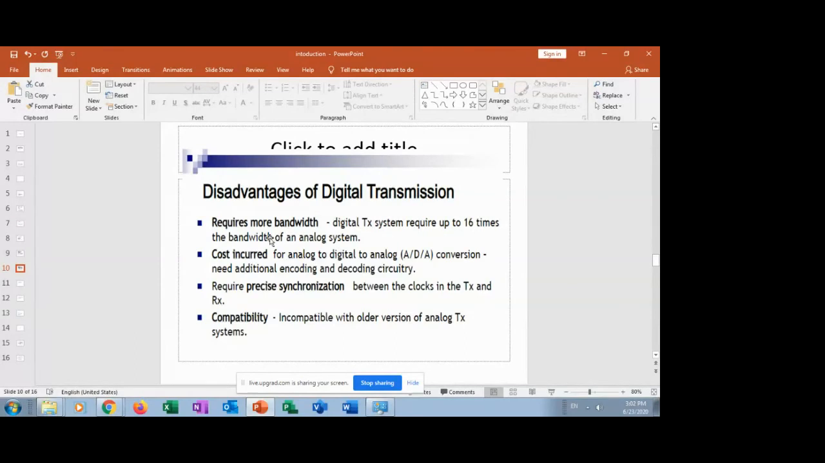After that, it requires more bandwidth. That is the only disadvantage of the digital transmission. As we know, as communication engineers, we should always try to minimize the signal bandwidth. But in digital communication, signal bandwidth increases, but the data transmission rate also increases. Remember that. So that is the only disadvantage, and it is not a big disadvantage, but it's okay, fine.